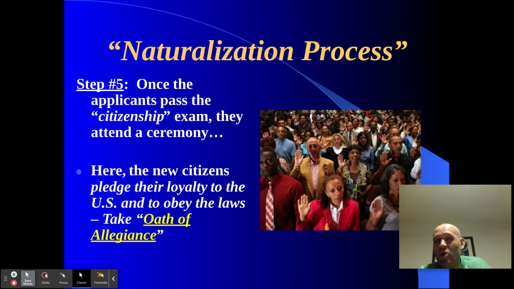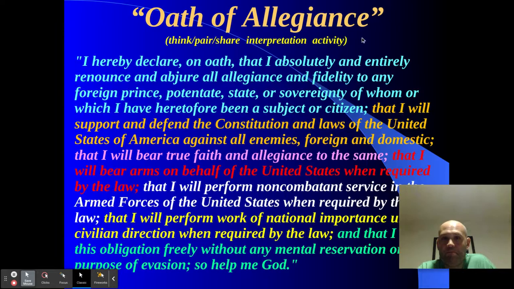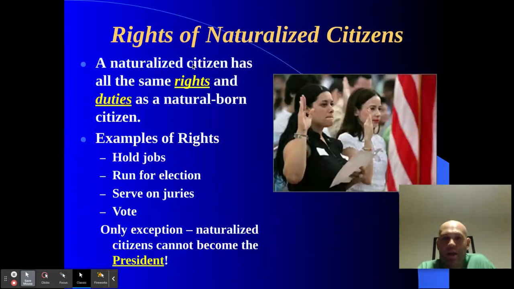Naturalized citizens have all the same rights as natural-born citizens. The only thing that a naturalized citizen can't do is run for president. You have to be a natural-born citizen to run for president, but there's no difference in any of the rights. That's the oath of allegiance. Like I said, the rights of naturalized citizens, they can hold jobs, they can run for election for governor, senator, Congress, they just can't run for president. They serve on juries, they can vote. They're in every single way the exact same as a natural-born citizen.